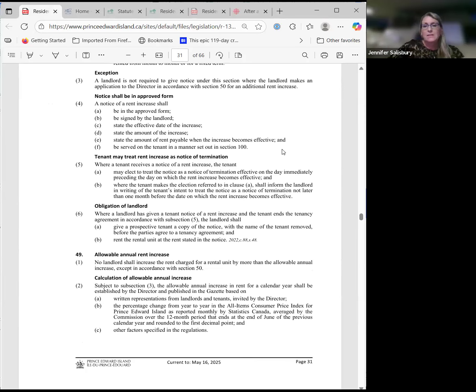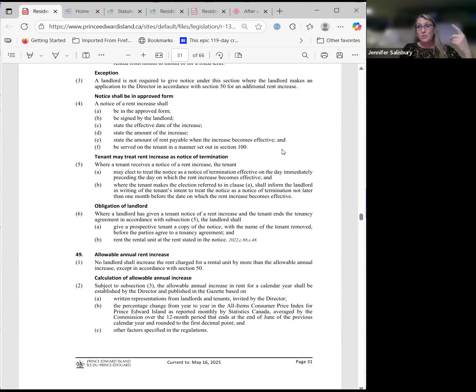Okay. And that's what it is in BC as well. And that's what it is in lots of other places, lots of notice. Okay, the landlord is not required to give notice under the section where the landlord makes an application to the director in accordance with section 50 for an additional rent increase. But a notice of rent increase shall be on the approved form signed by the landlord, state the effective date of the increase, state the amount of the increase, state the amount of the new rent payable when the increase becomes effective, and be served on the tenant in a prescribed manner.